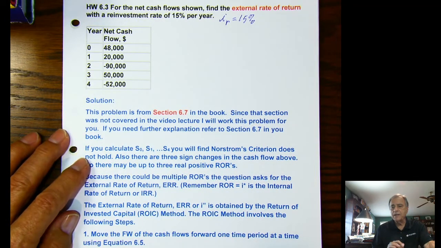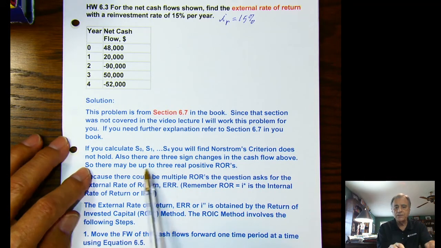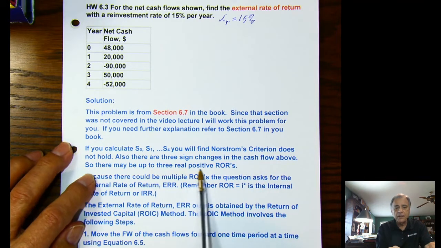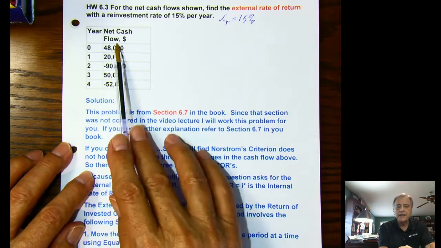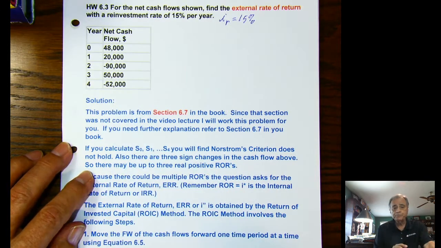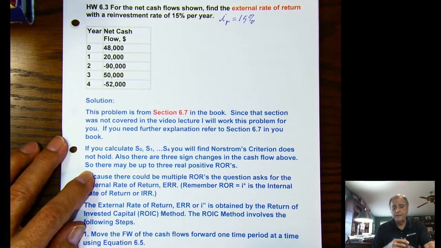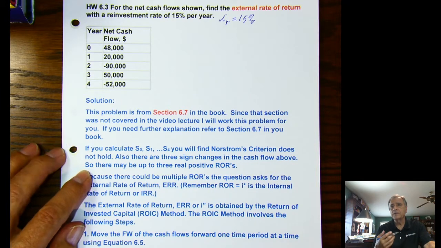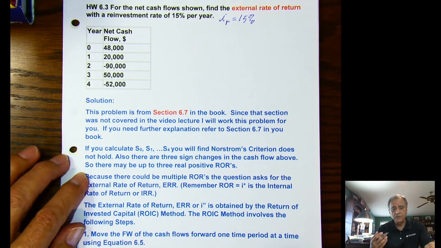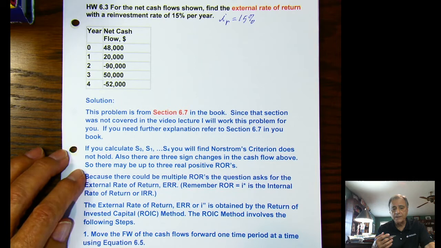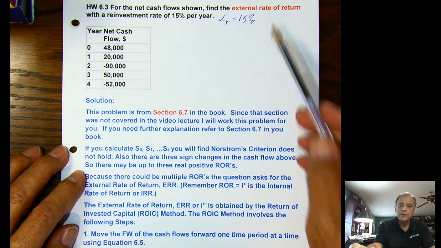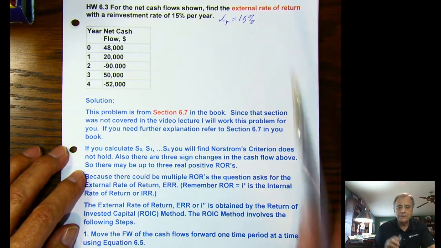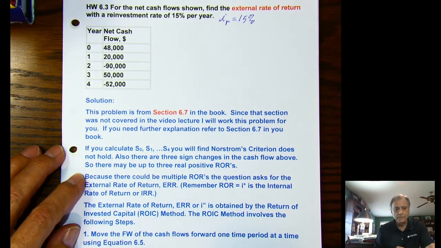So I'm not even going to calculate the cumulative cash flows. In fact, there are 3 sign changes in the cash flow itself. And because of that, there could be as many as 3 real positive rates of return. I don't know how many there are, but because of that, we're not going to look at internal rate of return. We're going to use this other concept called external rate of return.